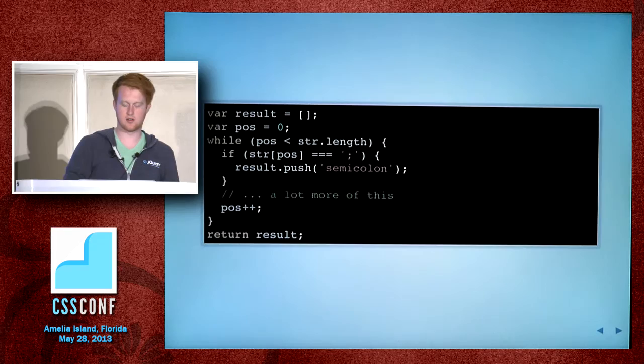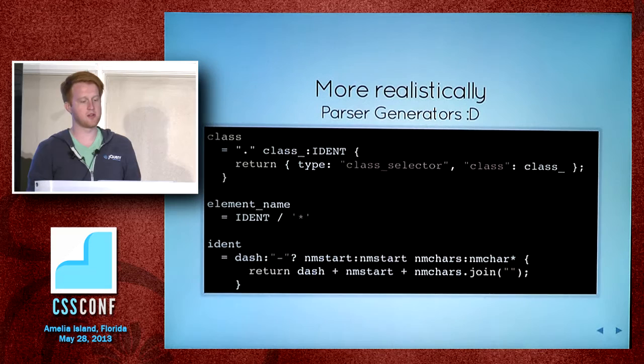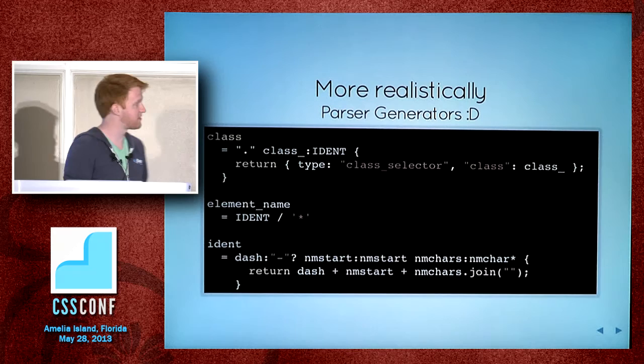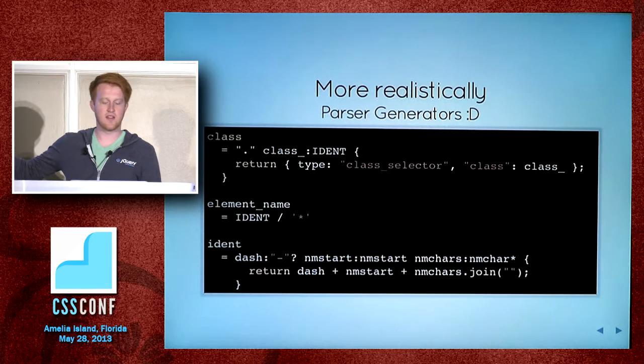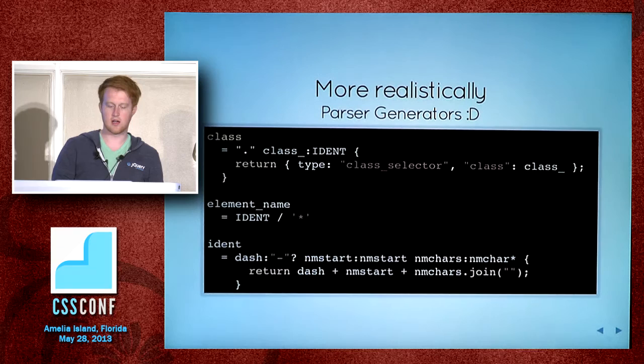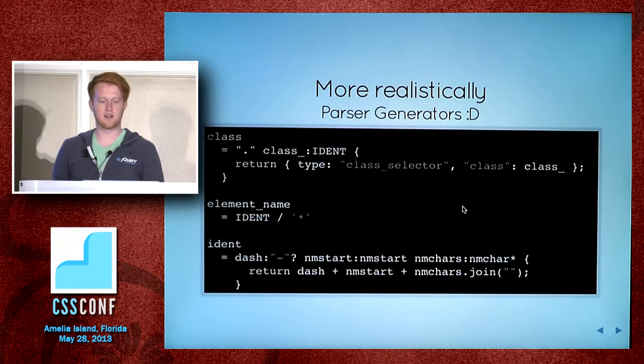More realistically, most people are going to write a parser expression generator, a PEG. And you don't have to know anything about this. I just wanted to make sure I was being realistic. You define that, hey, a class is a dot followed by an identifier. And then whenever I get this, just give me this object back. And then a computer will generate a parser for you. So you don't have to write all those reverse while loops and do a look ahead and all that stuff. So if you are looking into writing your own parser, I'd probably suggest starting at a parser expression generator. So you just write the grammar.